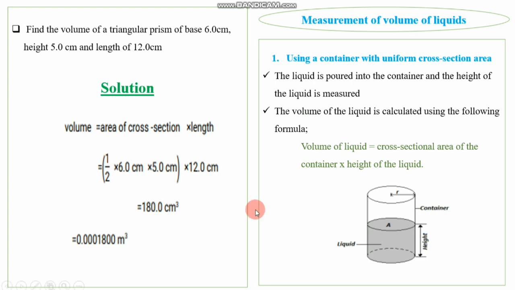If we multiply the cross-sectional area times the height of that liquid, we get the volume of the liquid. As you can see, this is a cylindrical container where the liquid is placed, and this is the height of the liquid. So the volume is calculated by this cross-sectional area, which is the circular part, times the height. So it is pi r squared times the height. That gives you the volume of the liquid.